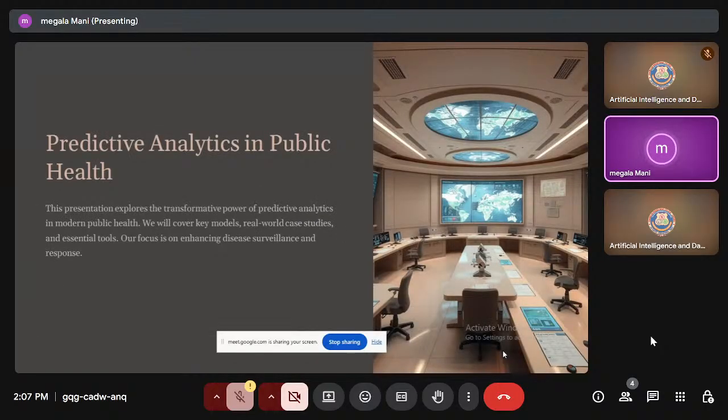This is the first section, just the basic fundamentals of what is meant by predictive analytics. Now we can focus on predictive analytics in public health. Shall we go for the second section? In this section we look at predictive modeling in modern public health, based on real-world case studies and essential tools. In this session we are mainly focused on case studies and essential tools.